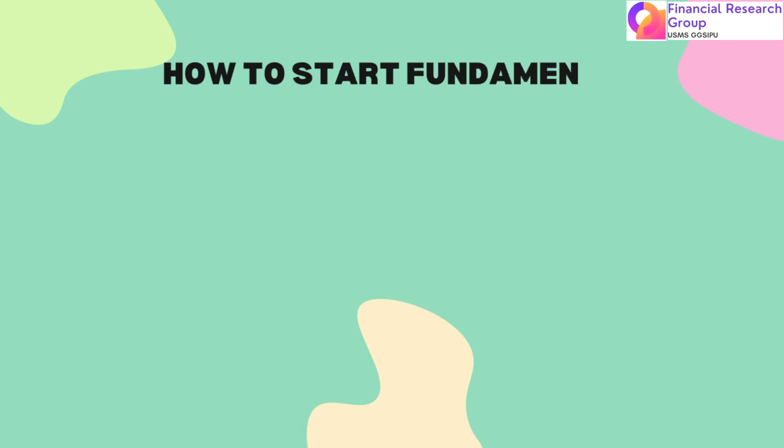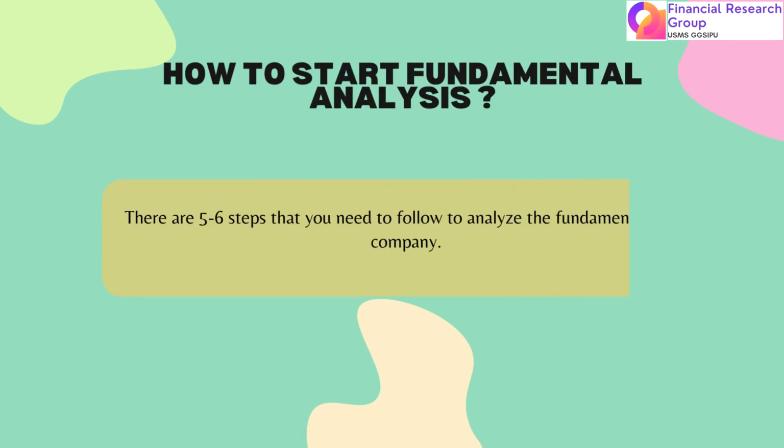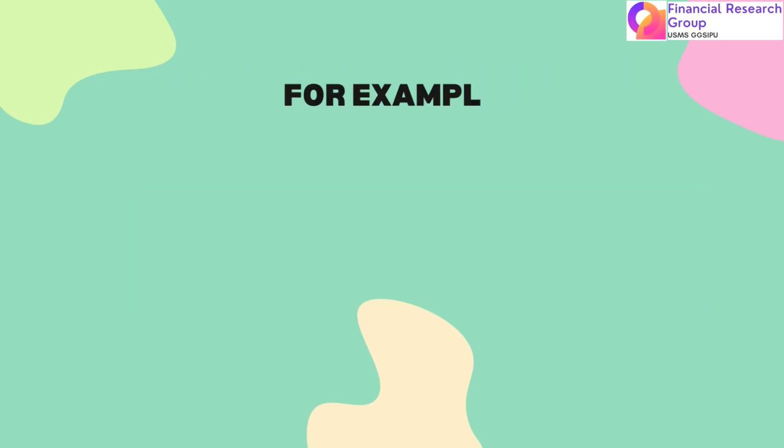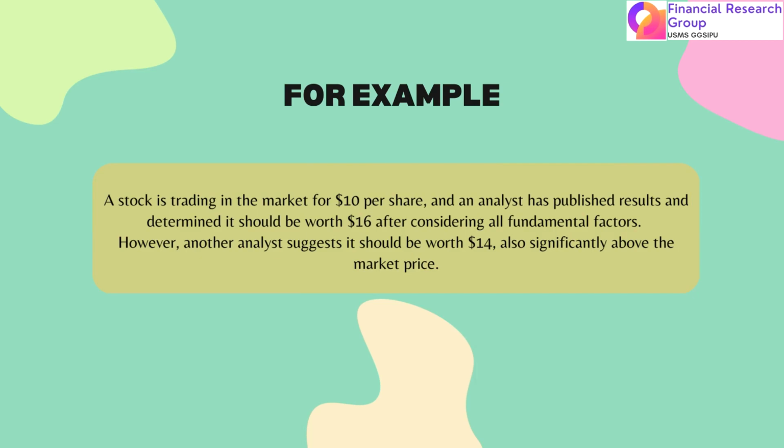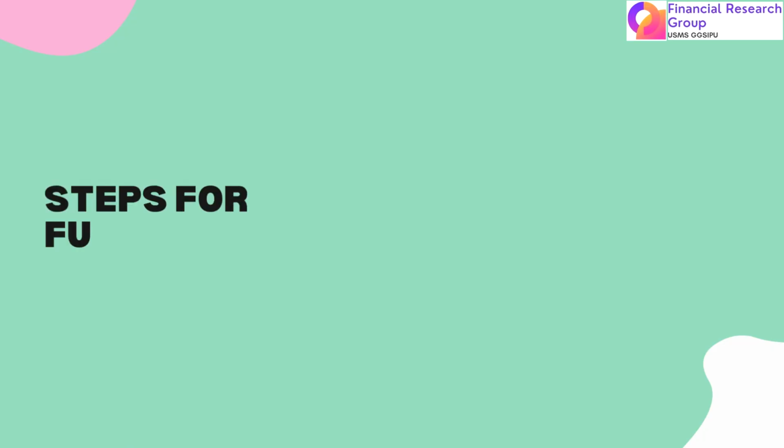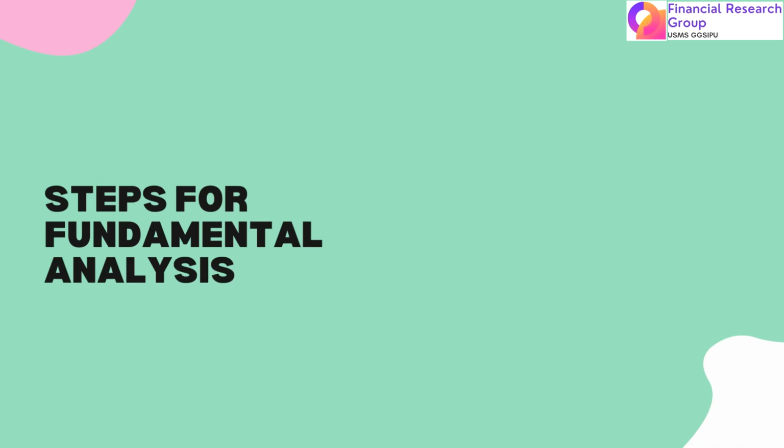How to start fundamental analysis? There are 5 to 6 steps that you need to follow to analyze the fundamentals of a company. For example, a stock is trading in the market for $10 per share, and an analyst has published results and determined it should be worth $16 after considering all fundamental factors. However, another analyst suggests it should be worth $14, also significantly above the market price. So here are the steps for fundamental analysis.